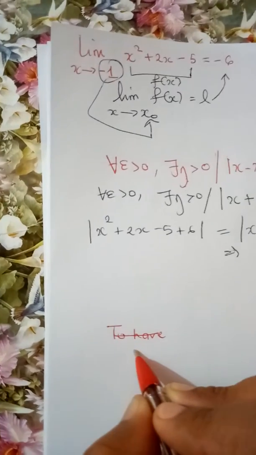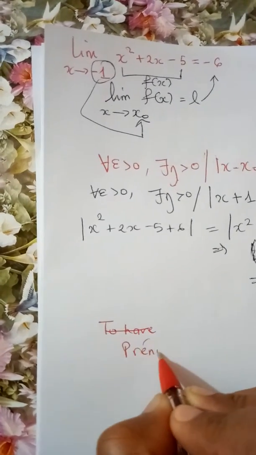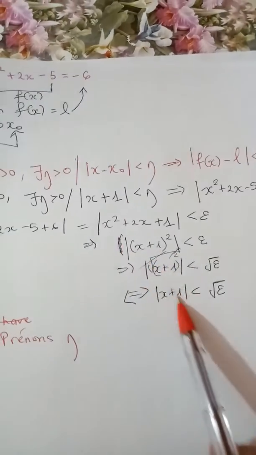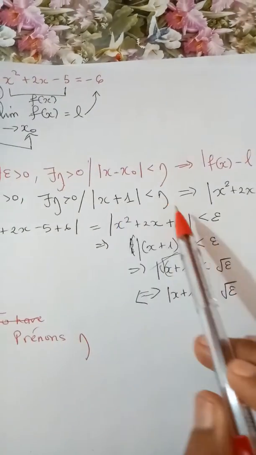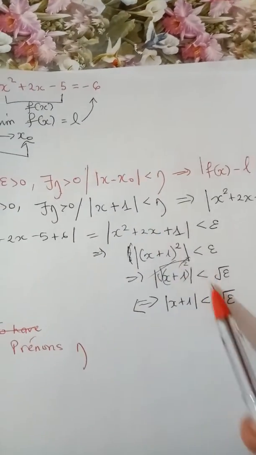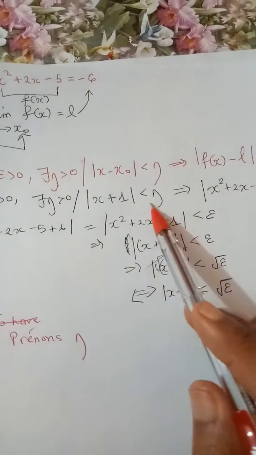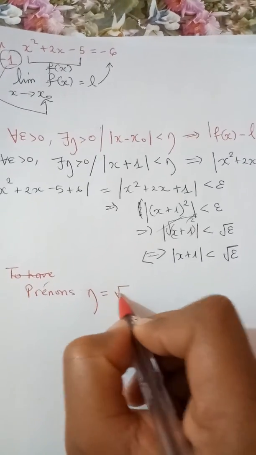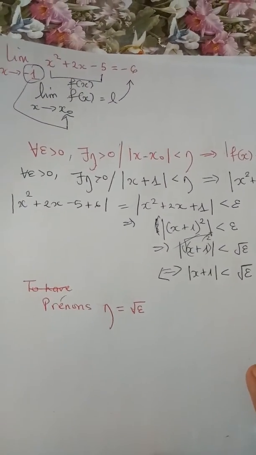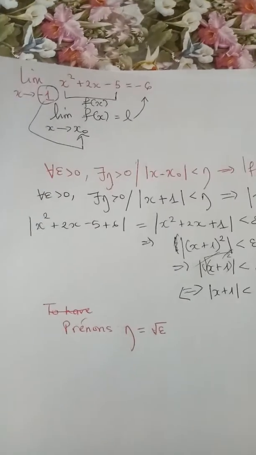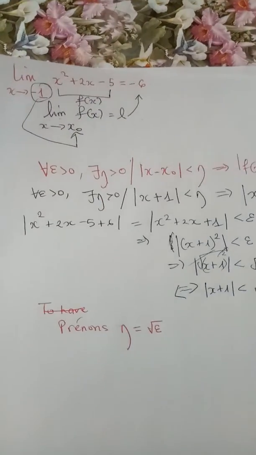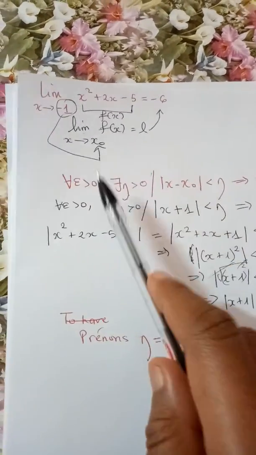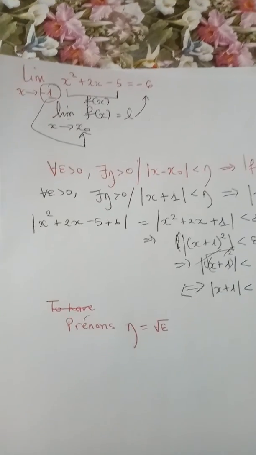Okay, now let's take this, because you see now that it's in this form. This is what we are trying to get. Look at this: less than, less than theta, so let's take theta to be equal to this. So we have theta equal to the square root of epsilon. And so we have indeed shown that this limit is equal to -6. That's all. Because you remember, this depends on epsilon. It depends on epsilon, so that's what we're asked to find. Thank you.